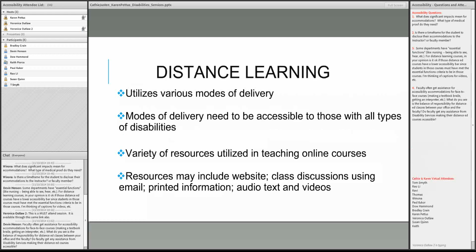All right, another question. Faculty often get assistance for accessibility accommodations for face-to-face courses, making a textbook braille, getting an interpreter, etc. What do you see as the balance of responsibility for distance ed classes between your office and the faculty? Do faculty get assistance from disability services making their distance ed courses accessible?